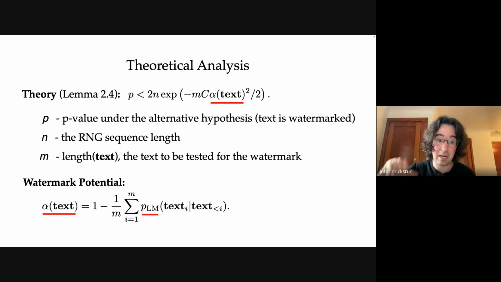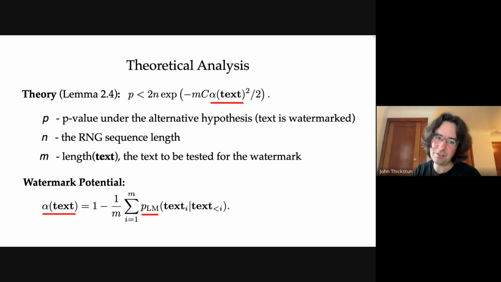This is exactly the comment that I made on the previous slide about low entropy sequences being hard to watermark. If the probability of the next word in the sequence at every step is 1 or very close to 1, then this watermark potential will be very close to 0. What that means is that inside this exponent, you're scaling your length of text by the watermark potential of the text that you're producing. In the extreme case, where these probabilities of next word are all 1, and therefore the watermark potential is exactly 0, well, then you've got nothing. The bound is vacuous, and you really have no power to detect the watermark.